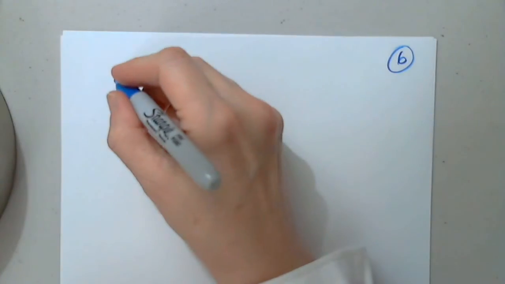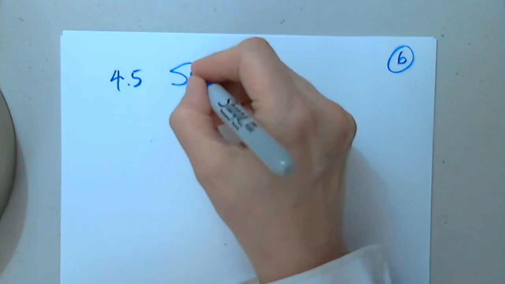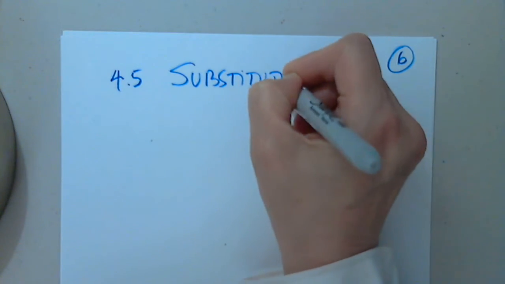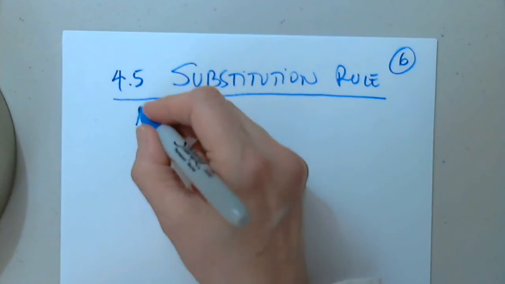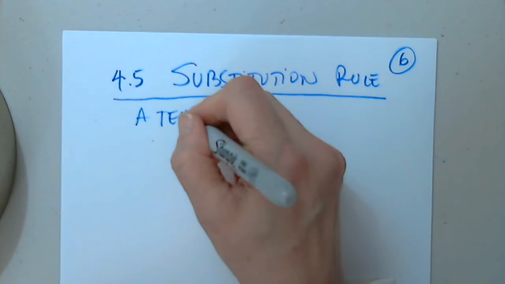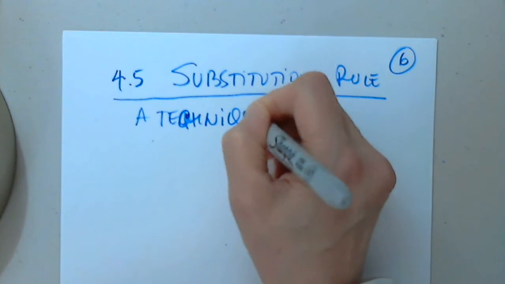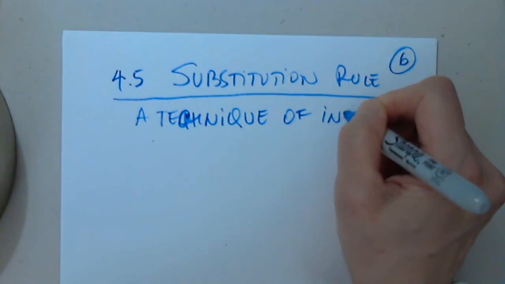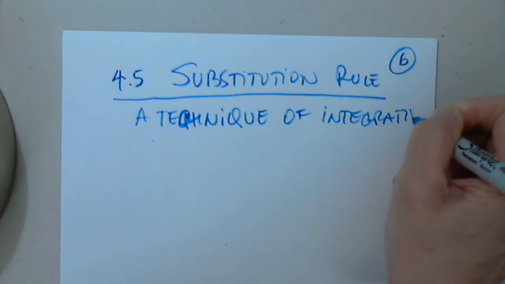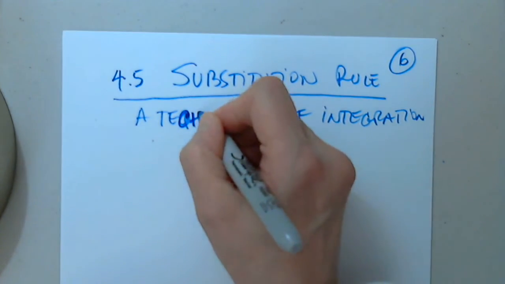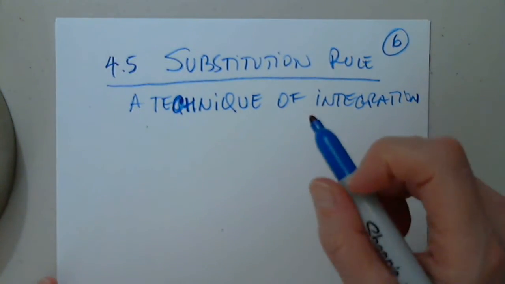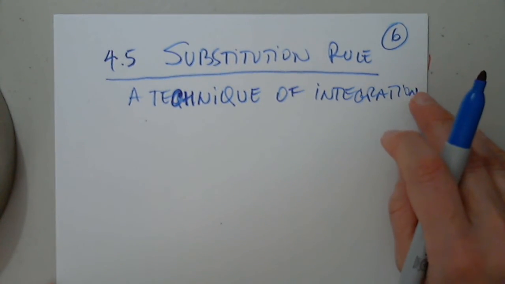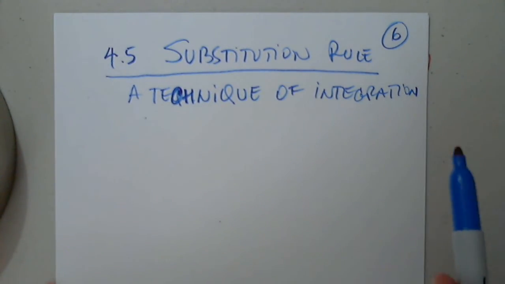Okay, so let's finish chapter 4 with 4.5, the substitution rule. This is a technique of integration. There are many techniques of integration. In this class, we only discuss one, the simplest one, which is the substitution rule.